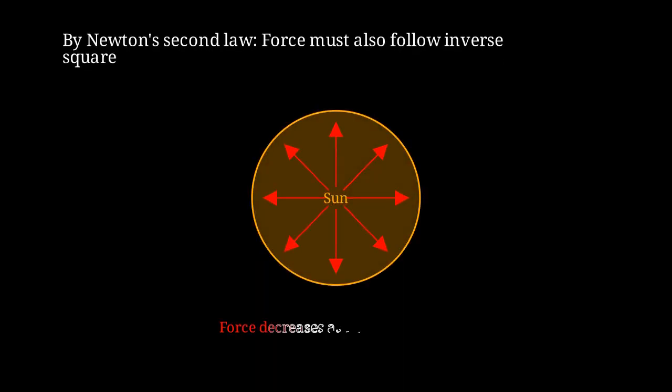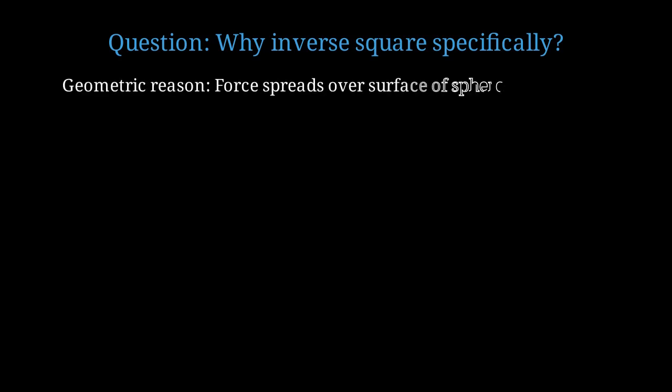The gravitational force from the Sun spreads out in all directions. As you move farther away, the force weakens according to the inverse square law. You might ask, why does the force fall off as 1 over r squared? Why not 1 over r or 1 over r cubed? This is a deep question. There's a beautiful geometric reason.